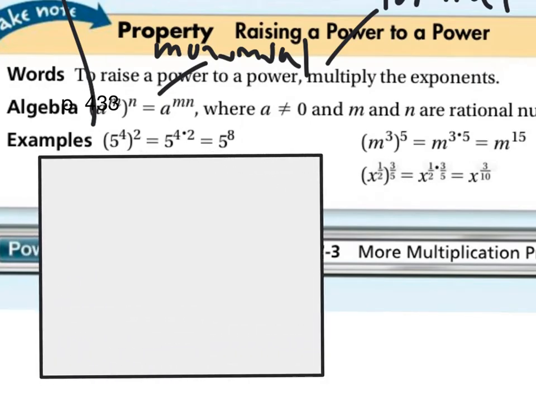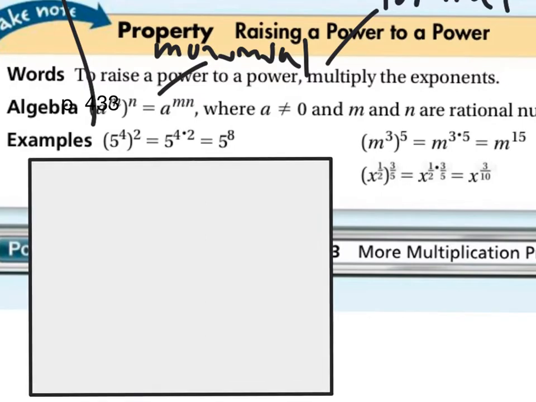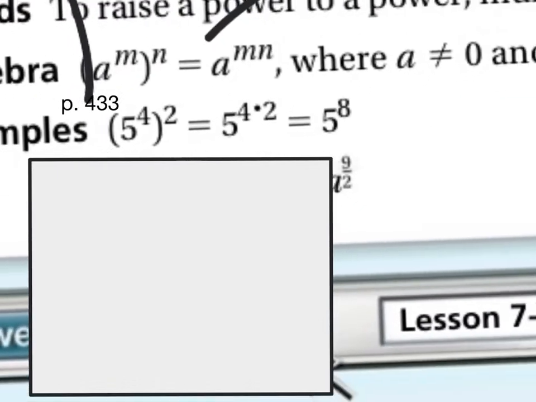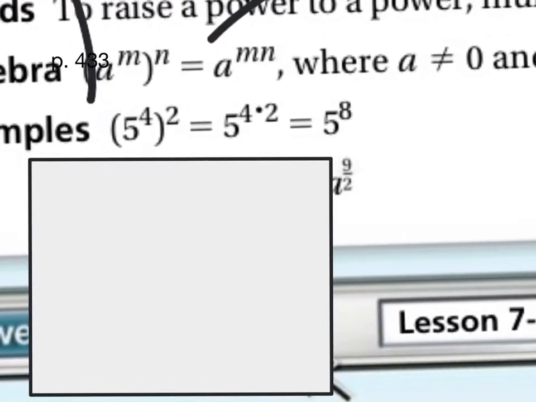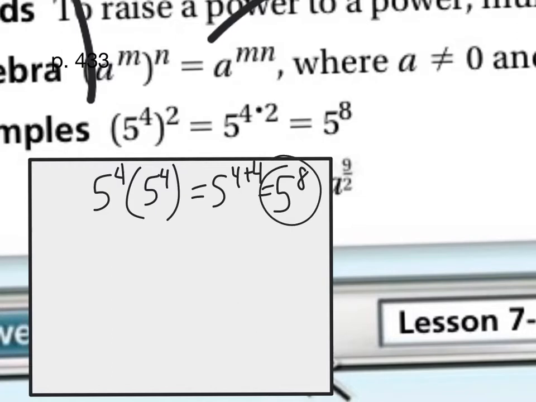Rather than them just telling us this is how it works, just think about what we've talked about before with some of this stuff. So if you have something that's being squared, means you're multiplying it by itself. So 5 to the 4th squared would mean 5 to the 4th times 5 to the 4th. And then we can go back to what we looked at in the previous lesson. So multiplying like bases, you can add the exponents. We have 4 factors of 5. We have 4 more factors of 5. Then we have 8 factors of 5.